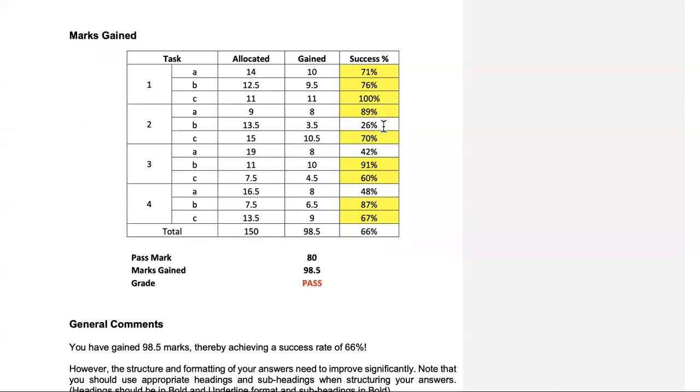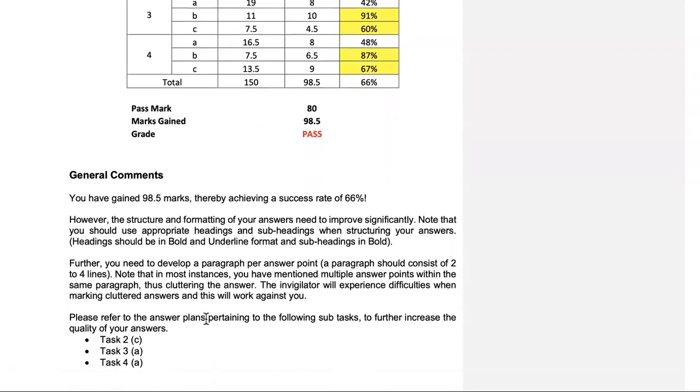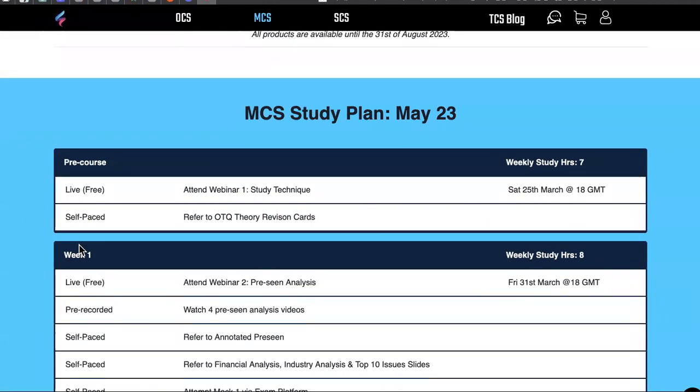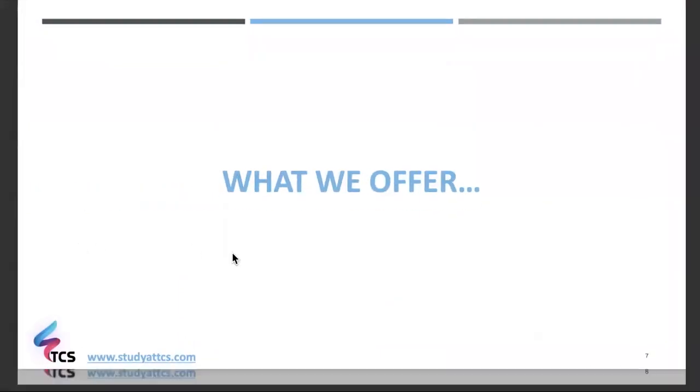So in such a context, as I told you, utilizing your weekends, you can work on these shortcomings. So the student ideally should have reattempted or redeveloped answer plans for task 2B, task 3A, and task 4A. All right. And at the very end, we provide general comments as well. So that's what we offer at TCS.